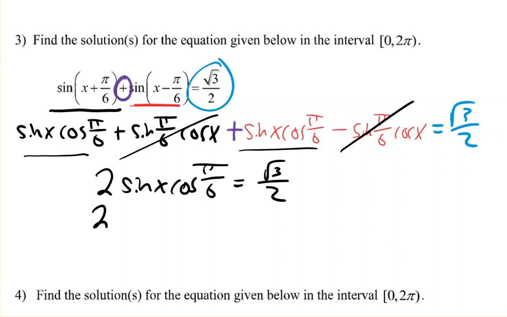Okay, now the order that you finish this in, you got a few different choices, but at some point you need to say, all right, I know the cosine at pi over 6 from the unit circle is square root of 3 over 2.